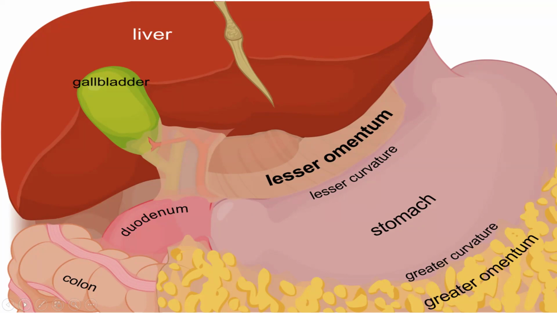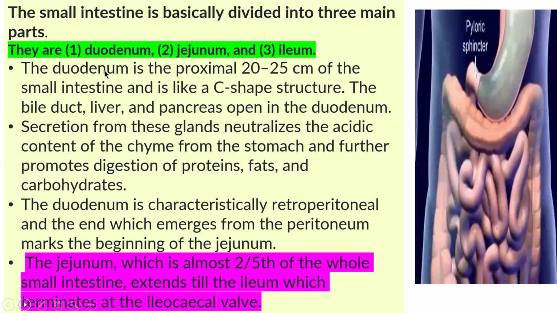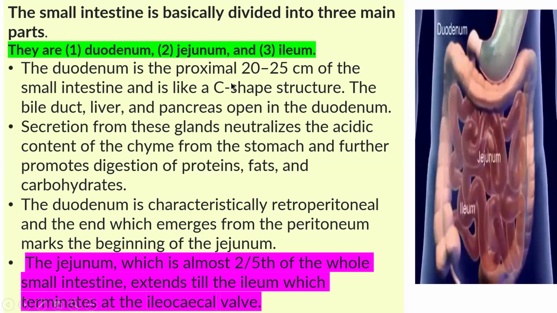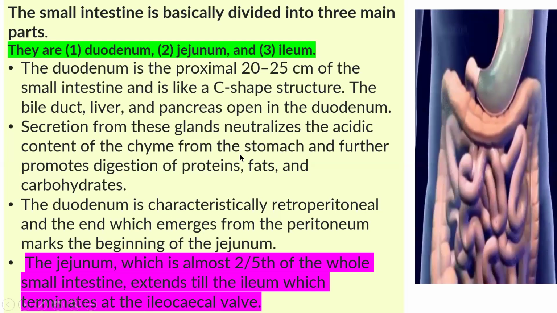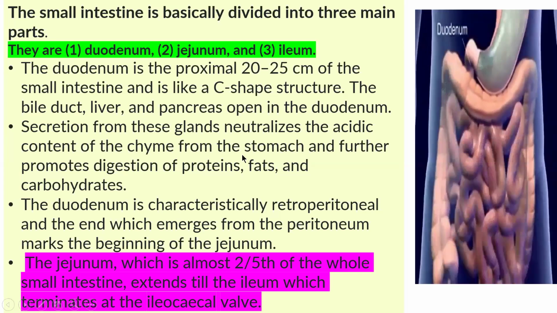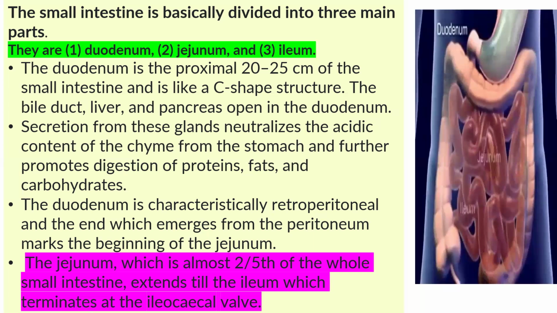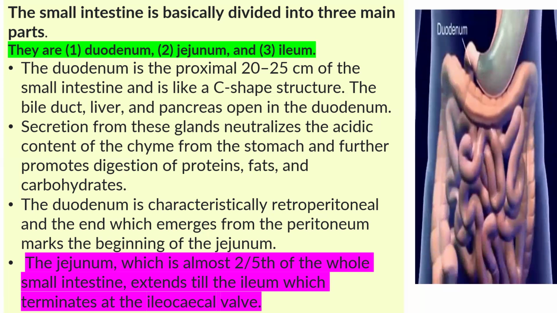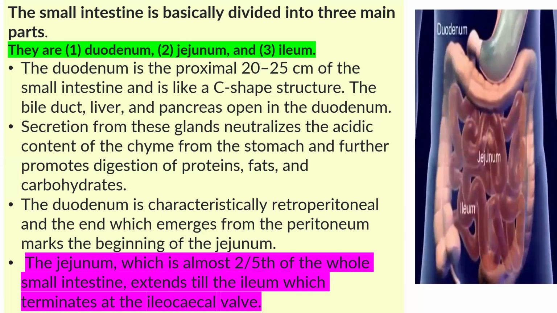large intestine, the transverse colon. Now the small intestine is of three parts: duodenum, jejunum, and ileum. The duodenum is approximately 20 to 25 centimeters of the small intestine, and its structure is C-shaped. The duodenum receives bile duct, liver, and pancreas secretions. The secretion from these glands neutralizes the acidic content of chyme coming from the stomach and further helps in the digestion of all nutrients: proteins, fats, and carbohydrates.